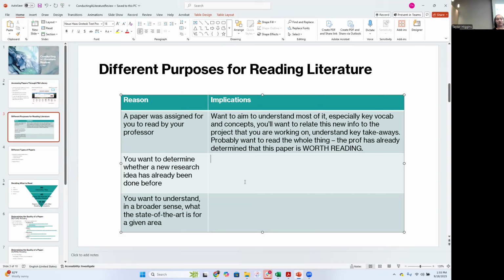So one thing we might do is a very targeted literature review to see if that one idea, that one thing that we're thinking about doing, if that particular thing or that particular method has been done before. And this is extremely targeted, okay? So what are some implications for doing your literature review if this is why you're doing it?